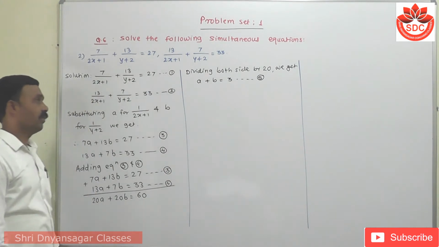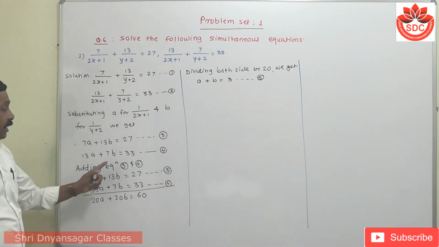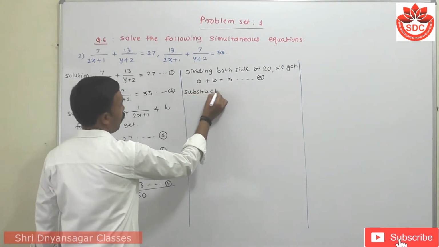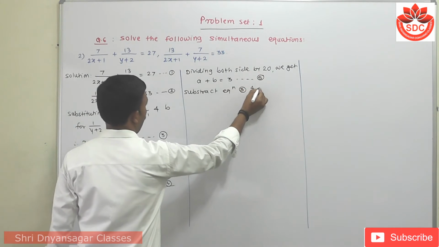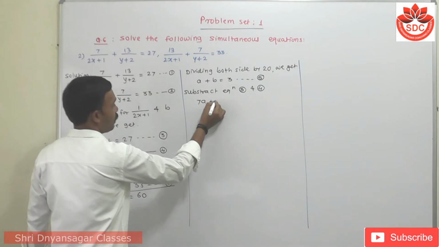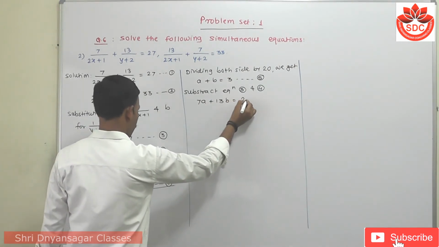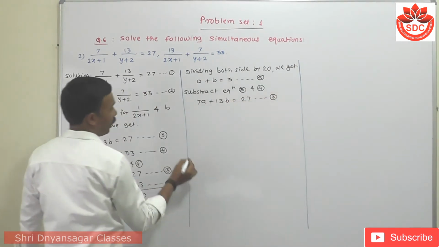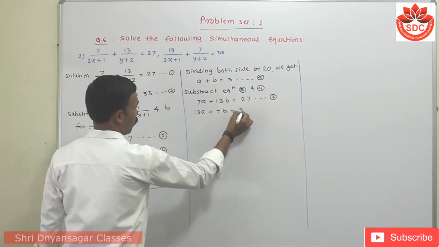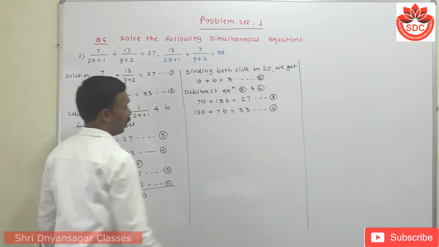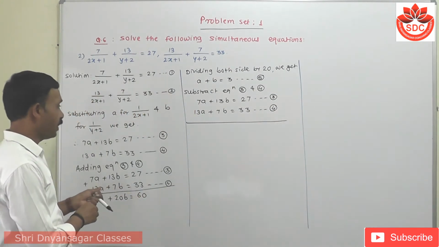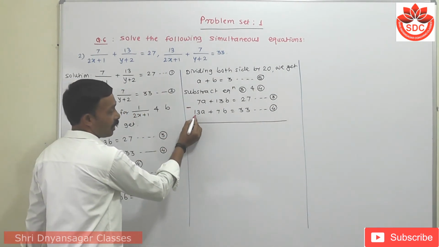This is the next equation, suppose number 5. Then subtracting equations third and fourth. Equation third is again 7a plus 13b is equal to 27. Then fourth is 13a plus 7b is equal to 33. Student, we have to subtract it. All of you know that when we subtract the equations, the signs of the second equation change.